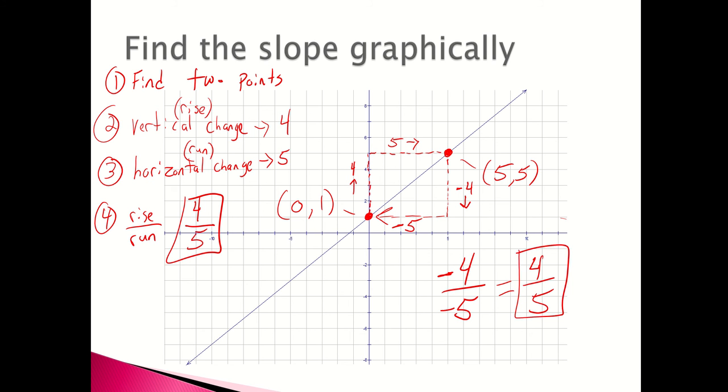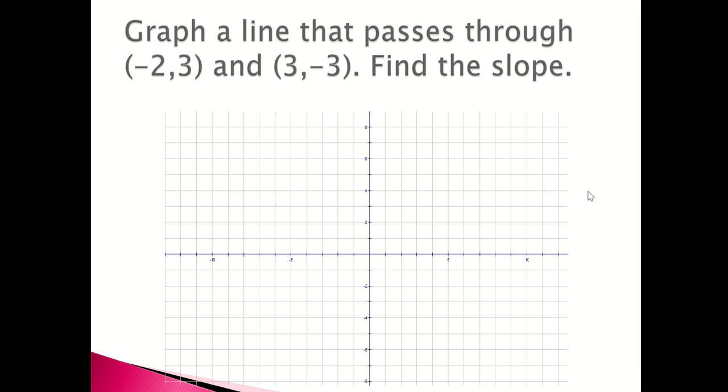So no matter which point you start at, whether you started at 0, 1, or 5, 5, you will get the same slope either way. But you do have to pay attention to whether you're moving in a positive direction or a negative direction. Up is positive, down is negative. Right is positive, left is negative. You'll get the hang of it.